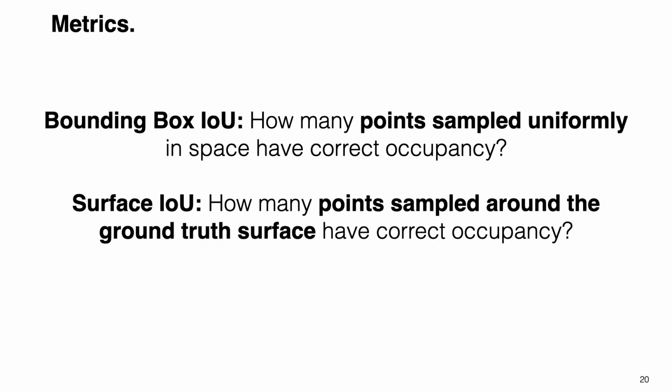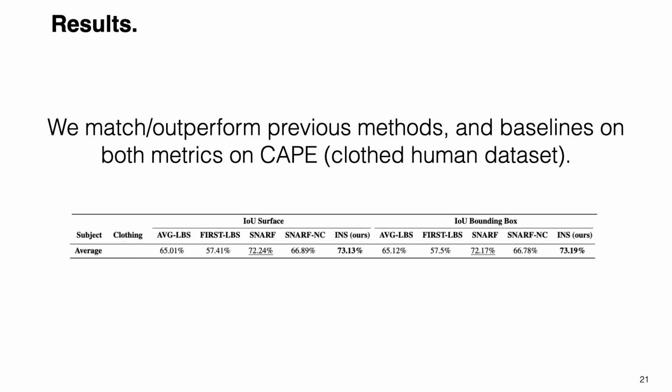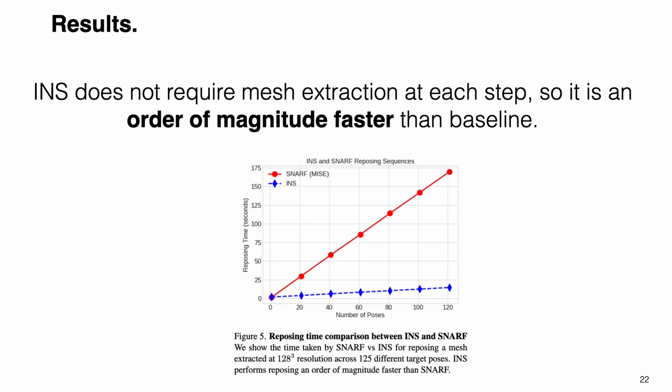As in previous work, we report two metrics: bounding box IOU, which tells us how many points sampled uniformly in the space have correct occupancy, and the surface IOU, which tells us how many points sampled around the ground truth surface have correct occupancy. We find that using INS, we can match or outperform all the previous methods and baselines on both our metrics on the CAPE human dataset. Since INS requires mesh extraction at only the first step, it is also an order of magnitude faster than the baseline SNARF.